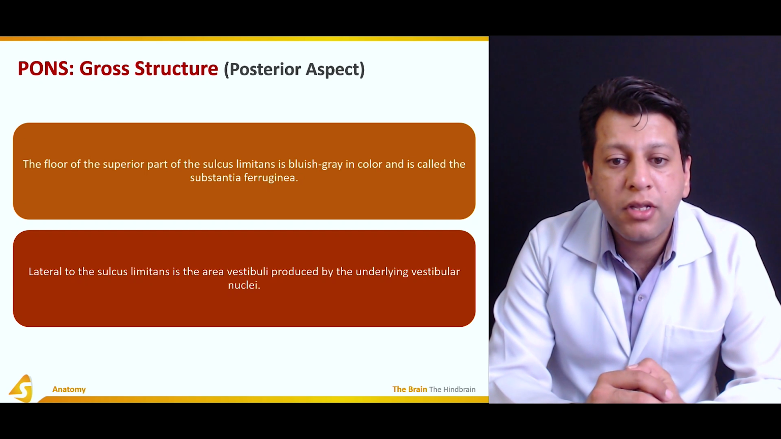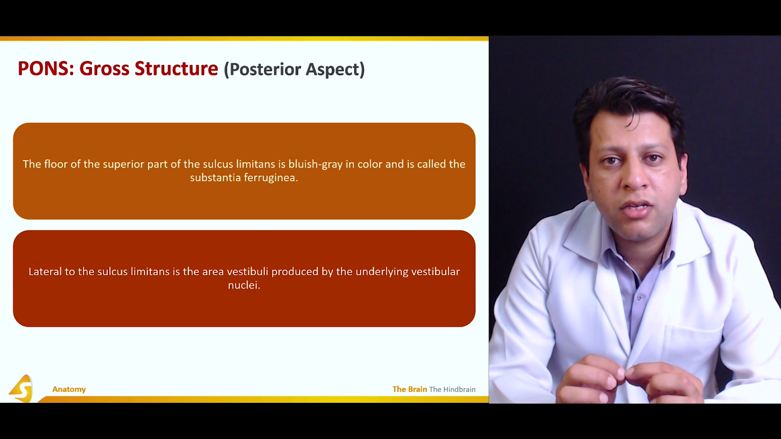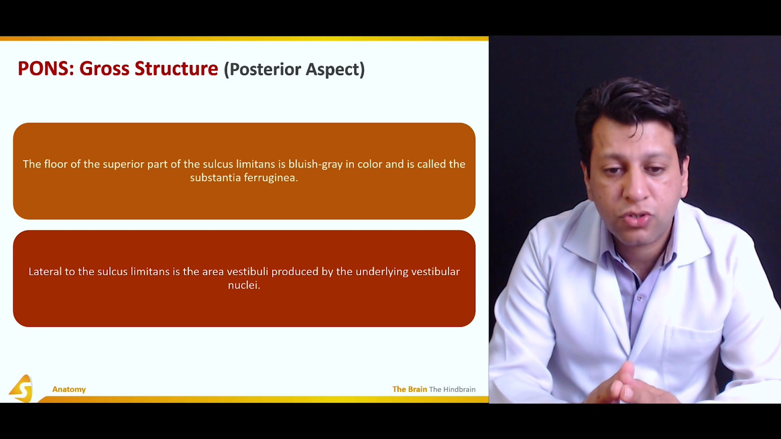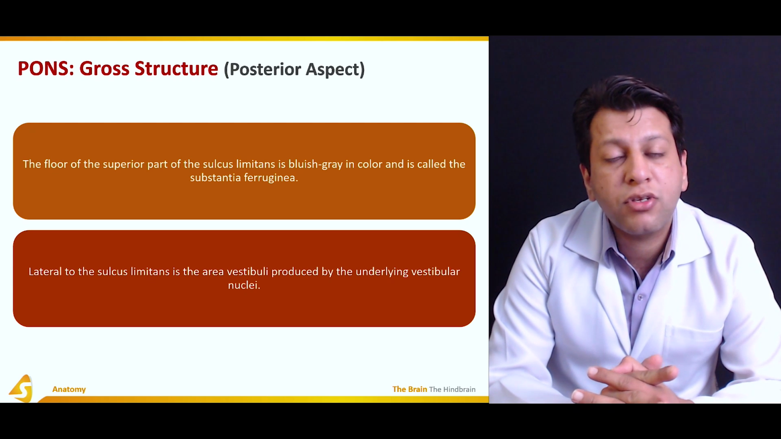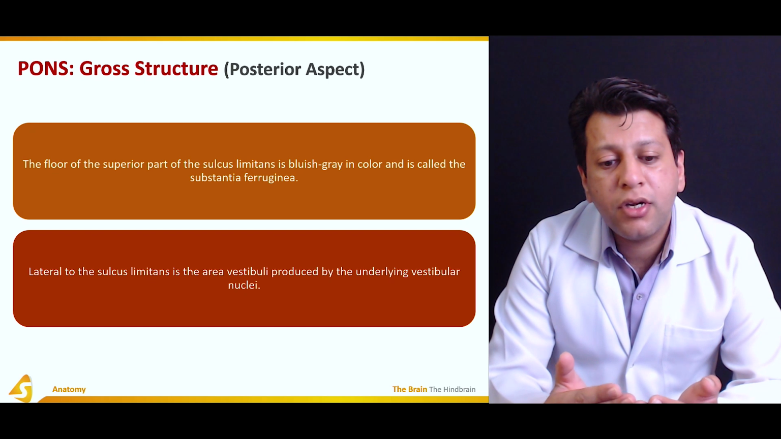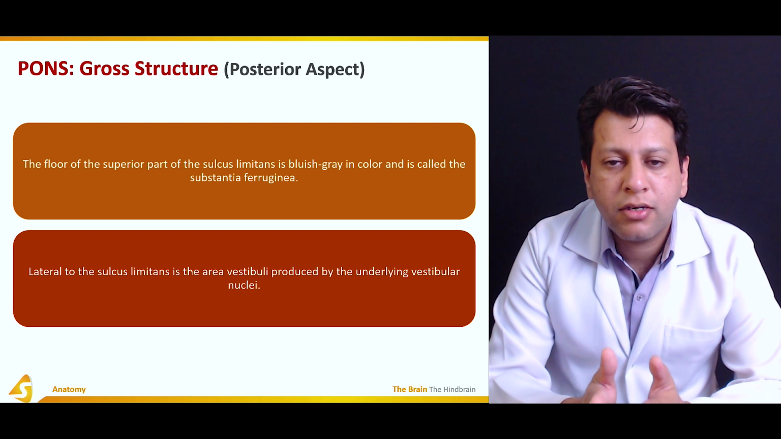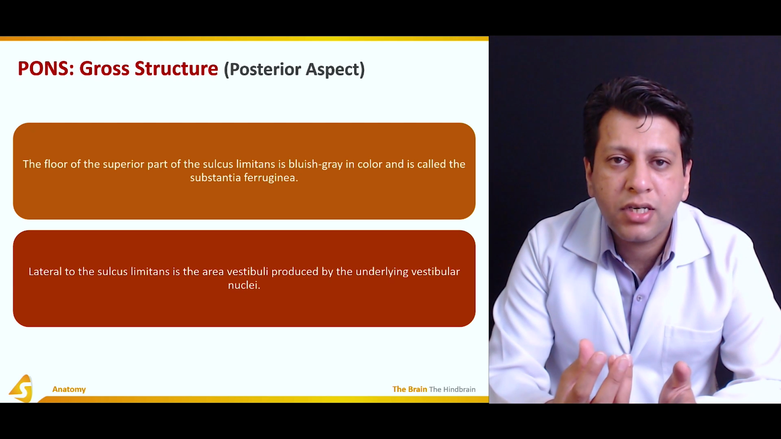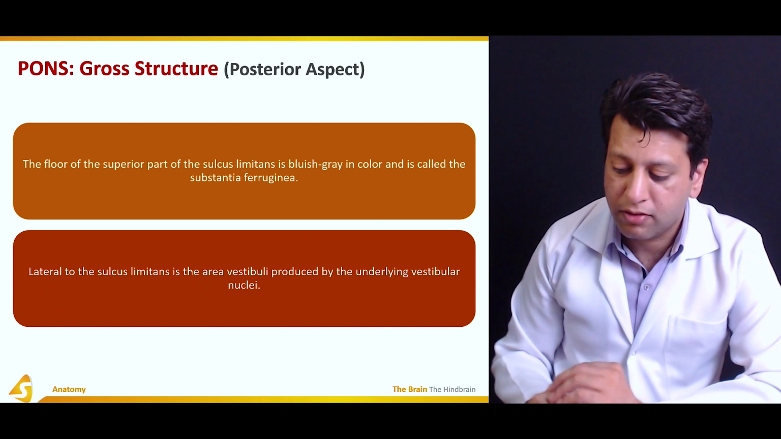The floor superior to the sulcus limitans is bluish gray in color and called the substantia ferruginea. It actually contains a lot of cells, which appear as very darkly stained nuclei, but the exact function is not known. Lateral to the sulcus limitans is the area of the vestibuli produced by the underlying vestibular nucleus. If you appreciate posteriorly, there are elevations formed by the facial colliculus, which contains the nucleus of the facial nerve, and then a vestibular colliculus, which contains the nucleus of the vestibular nerve.